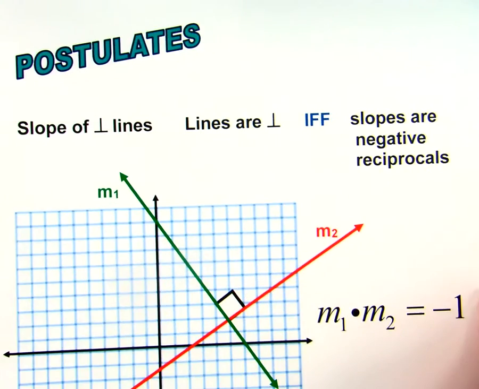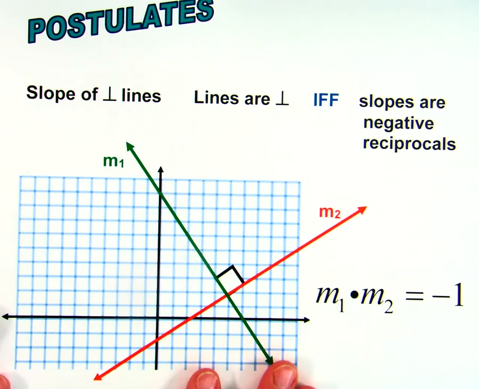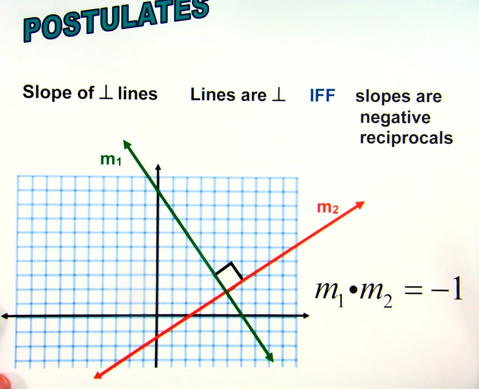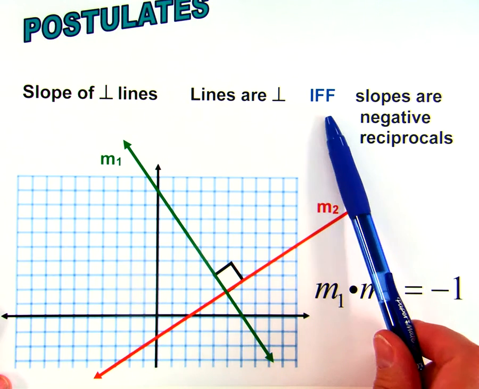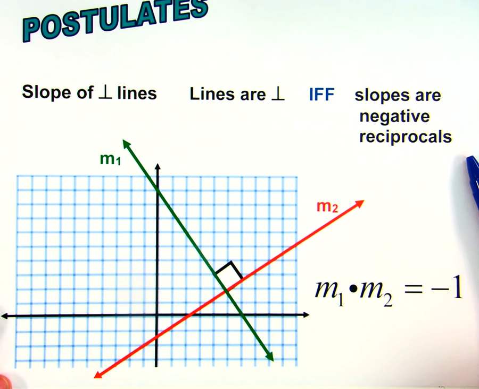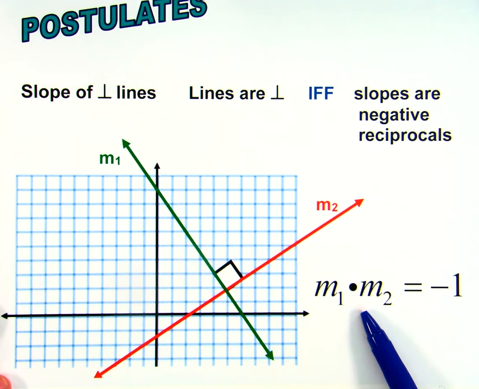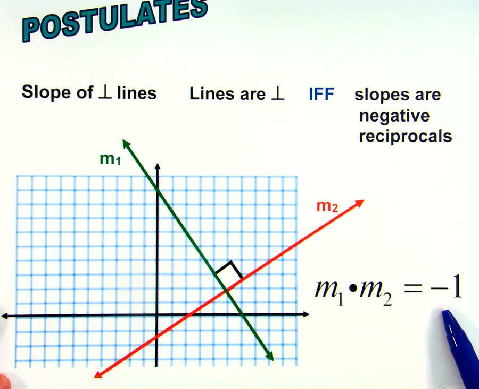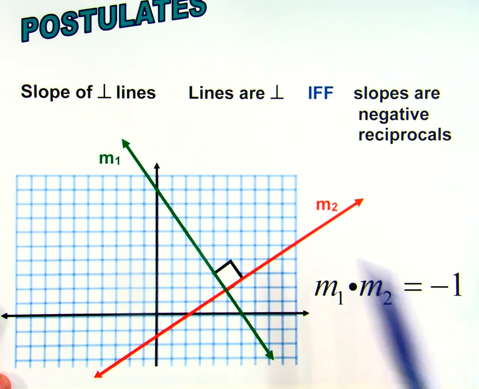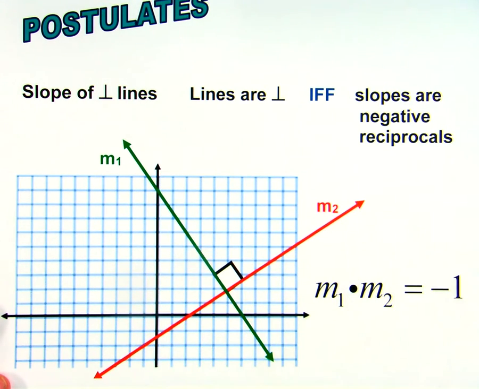Another postulate, the slope of perpendicular lines. Lines are perpendicular if and only if the slopes are the negative reciprocals. In other words, another way to say negative reciprocals is that if you multiply the 2 slopes, you will get -1. Here we have an example of it.